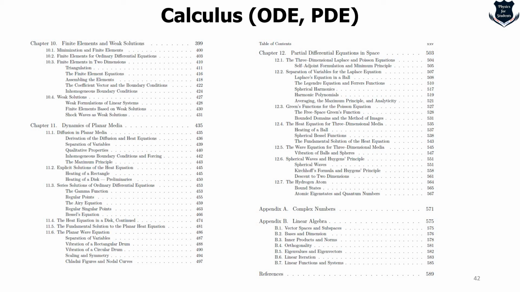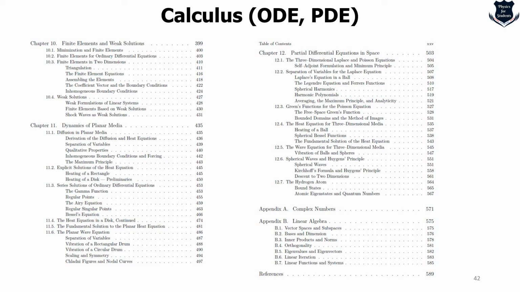So it's quite a detailed book. I think it goes up to 656 pages. And most importantly, in the appendix section, you will find a little bit of linear algebra also, with a basic understanding of vector space, inner product, orthogonality, linear iteration, all those things.